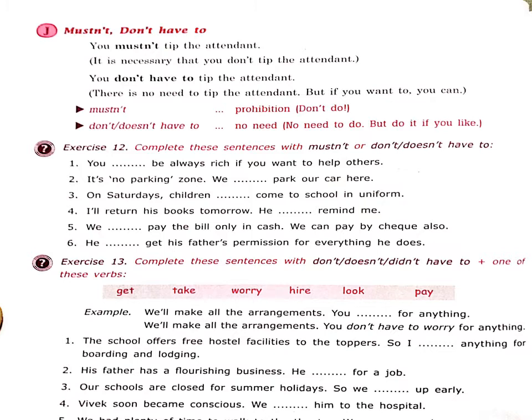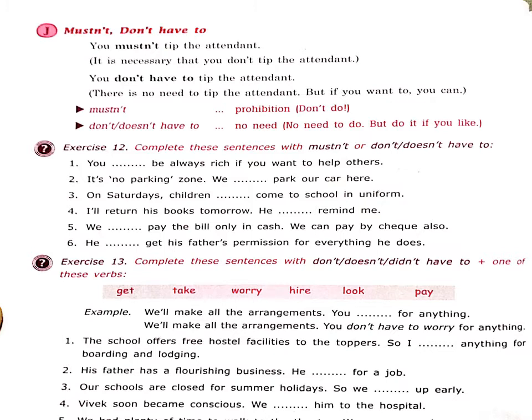Let's go to next. Complete these sentences with don't, doesn't, didn't have to, and one of these verbs. These verbs are in the box. Right, everyone? So the first example is given. I'll make all the arrangements. You dash for anything. Now you see, I will make all the arrangements. So you don't have to worry for anything. Don't have to, and worry is taken from the box verb. Right? Don't have to worry for anything.